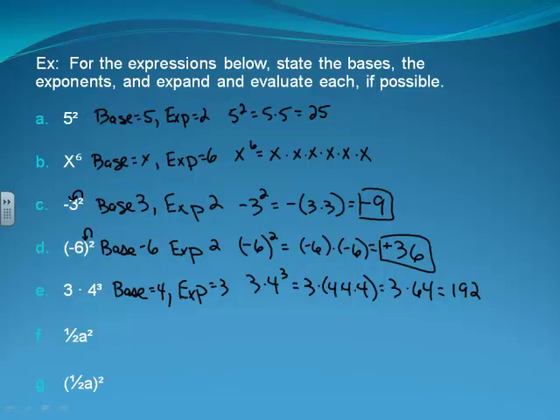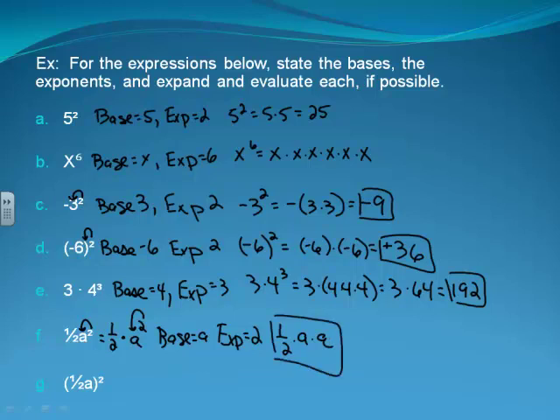All right, 1/2 times a squared. Again, the exponent only goes for what's directly to the left of it. Recognize that could be written as 1/2 times a squared if that makes more sense to you. Again, the exponent only goes for that base. So in this case, our base is a, our exponent is 2. And so in expanded form, we get 1/2 times a times a. And because we don't know what a is, that's about all we can do with that problem.